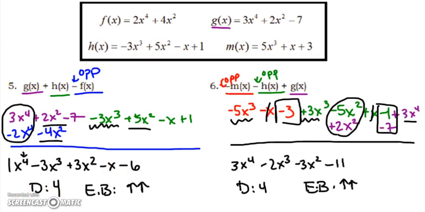All right, folks, and here's your answer to the last problem with the combining of functions. So you should have gotten 3x to the fourth minus 2x cubed minus 3x squared minus 11. Degree of 4, end behavior going up and up yet again. If you need some clarification on how some of those terms canceled out, I would pause the video and look over the work.